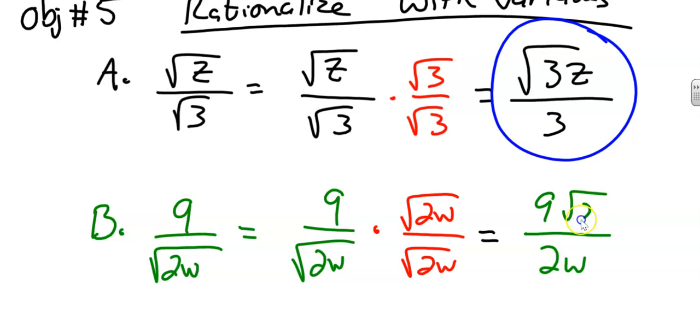On the top, 9 times square root of 2w. Kind of the same boat as back here. This 2w is in the square root. The only thing you possibly could simplify would be the 9 over 2, but that won't simplify. So that's as far as that one will go.